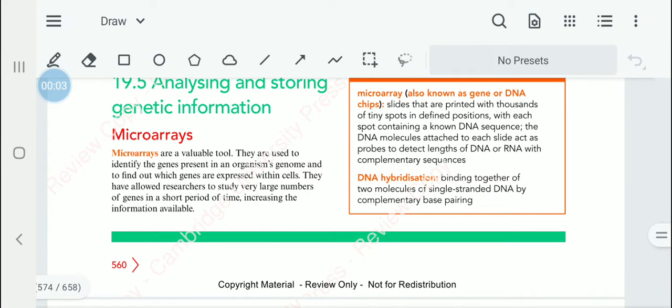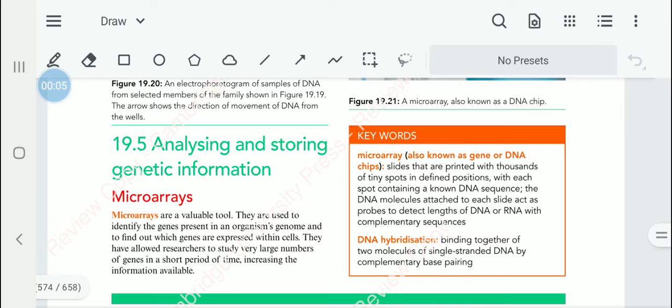Biology, Chapter 19, Theory Video 10, Analyzing and Storing Genetic Information. The first thing that we are going to discuss is microarrays.